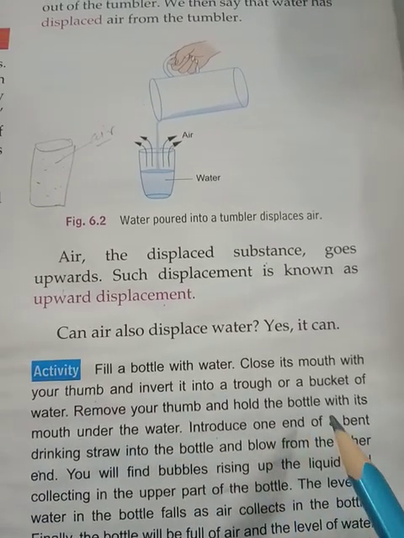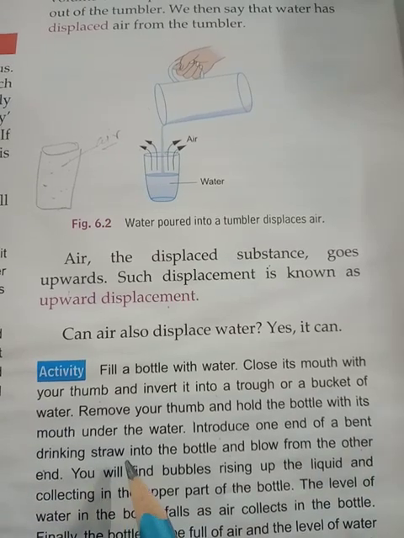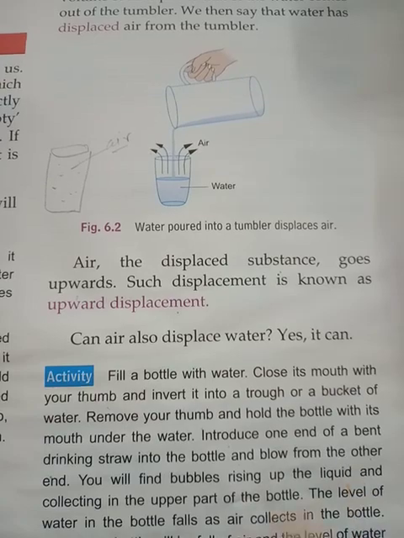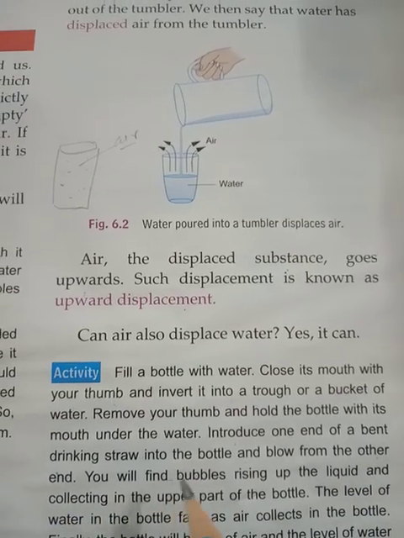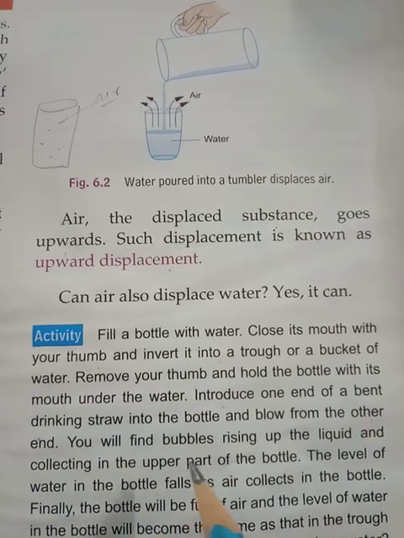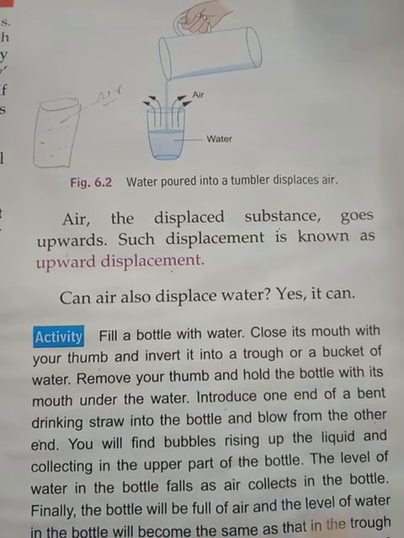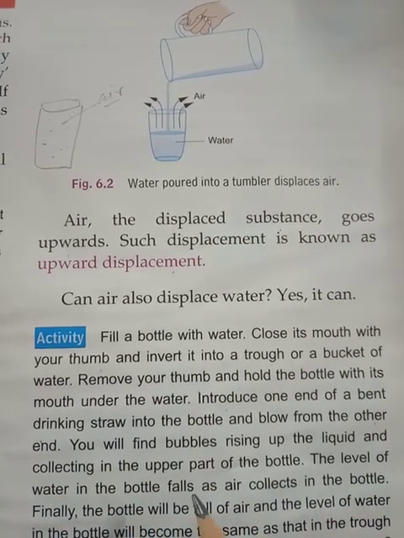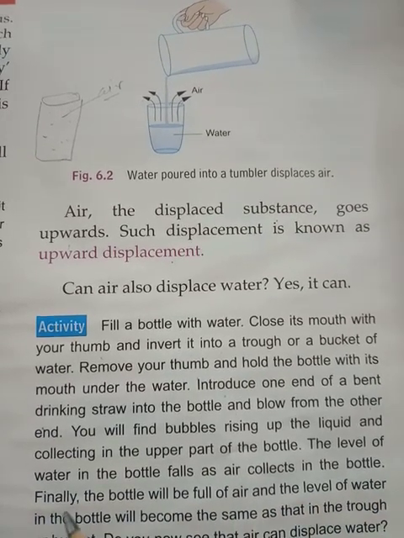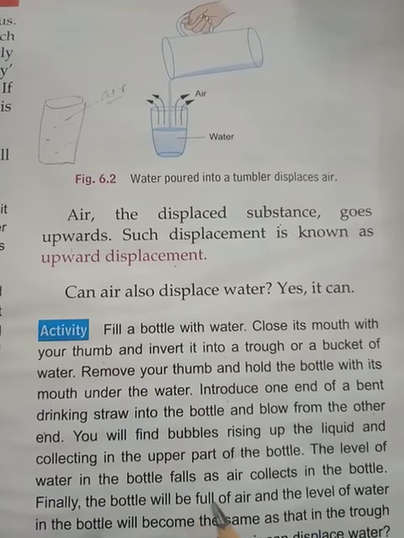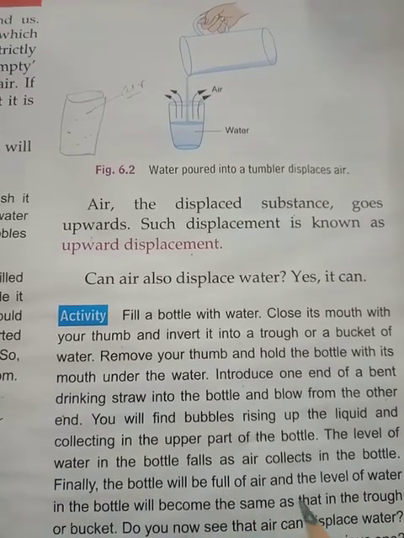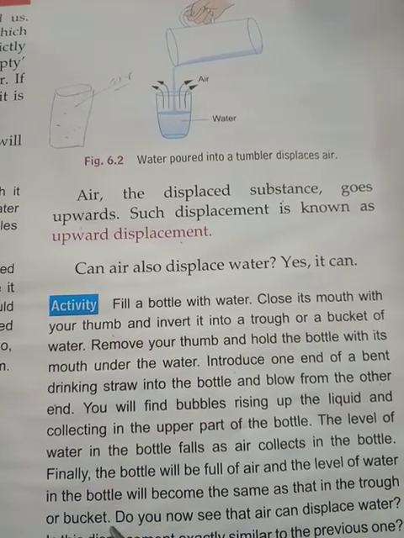Introduce one end of a bent drinking straw into the bottle and blow from the other end. You will find bubbles rising up the liquid and collecting in the upper part of the bottle. The level of water in the bottle falls as air collects in the bottle. Finally, the bottle will be full of air and the level of water in the bottle will become the same as that in the trough or bucket.